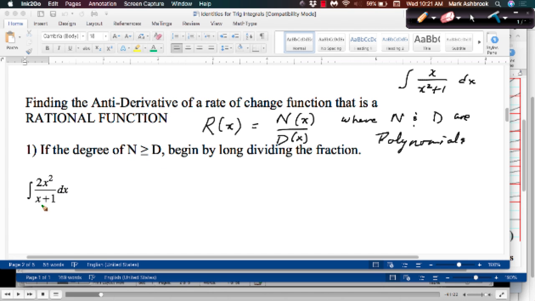So we got to review long division of polynomials. So does this one qualify? Yes. The degree of the numerator is 2. The degree of the denominator is 1. And even if they're equal. So if the degree of the numerator is greater than or equal to, we're going to start with long division. So that's what we got here. So let's do it. So how does this work? We're going to do x plus 1.